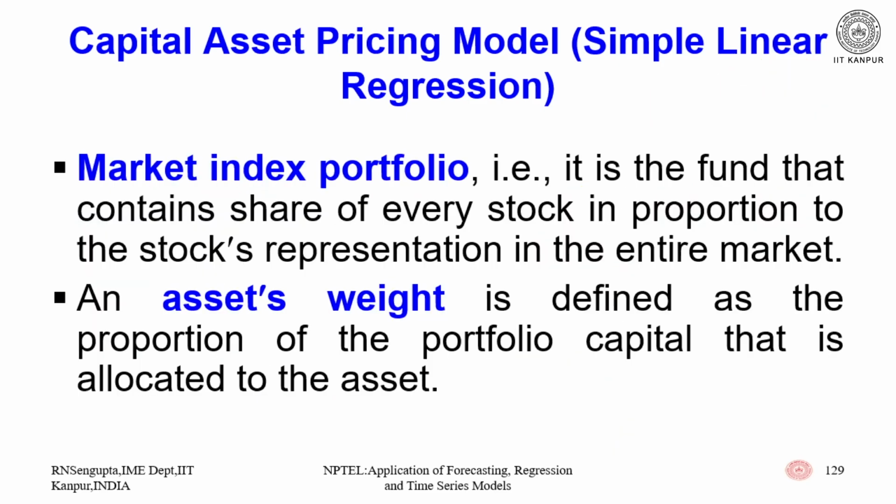The market index portfolio is basically the fund that contains shares of every stock, in proportion to the stock representations, and asset weight is defined as the proportion of the portfolio capital which is allocated to the asset. So we need to find out the proportion, and based on that, as given by the returns, find the rate of change of that particular stock's returns with the market, because the market is considered as the independent variable and the return for that particular stock as the dependent variable.